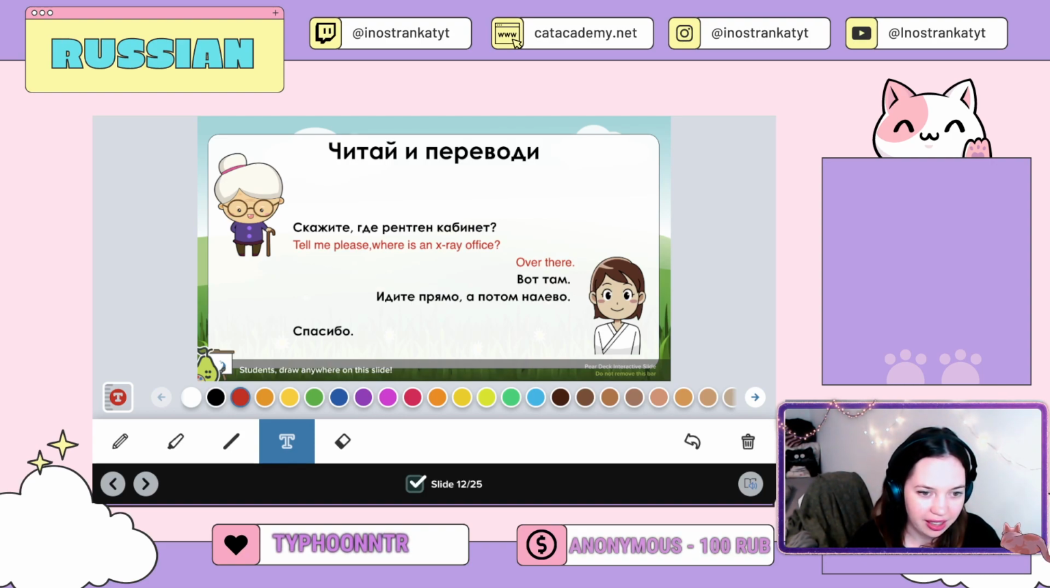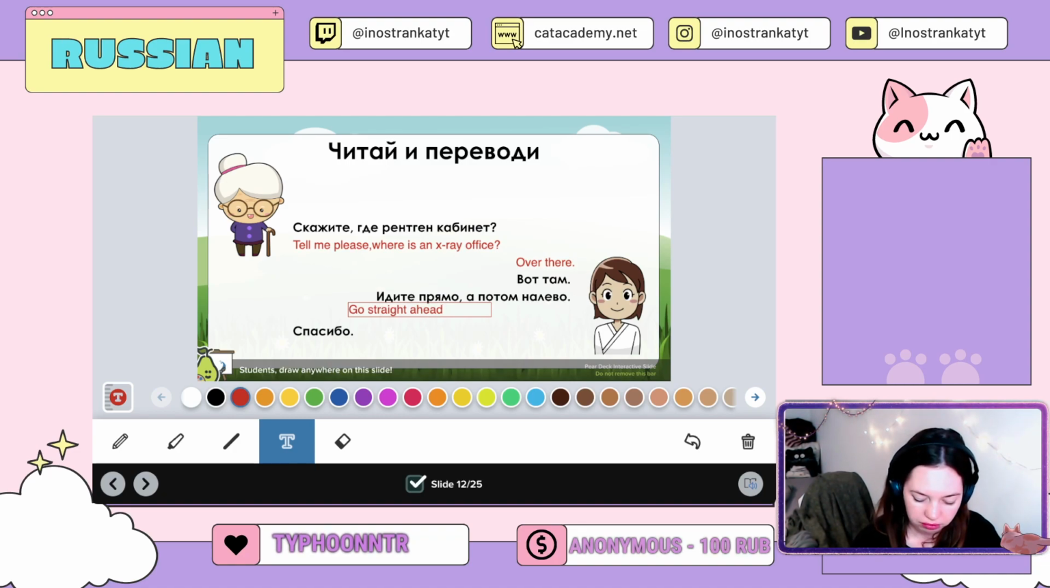Идите. Again, this word we haven't learned yet, but why not now? It means go. Иди is go. Идите. It's very polite and respectful when we're talking to elder people, with strangers, with the people who we respect much. Идите прямо means go straight ahead. So прямо, straight ahead, or just keep going forward.